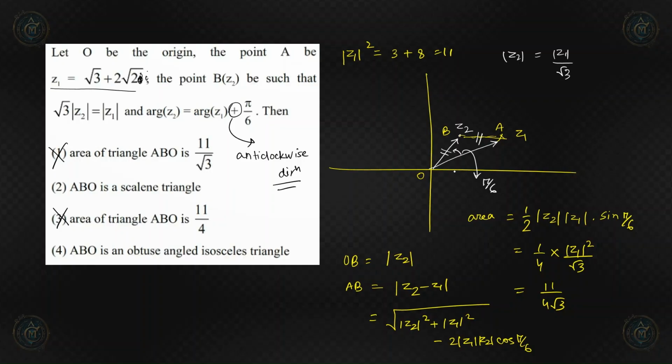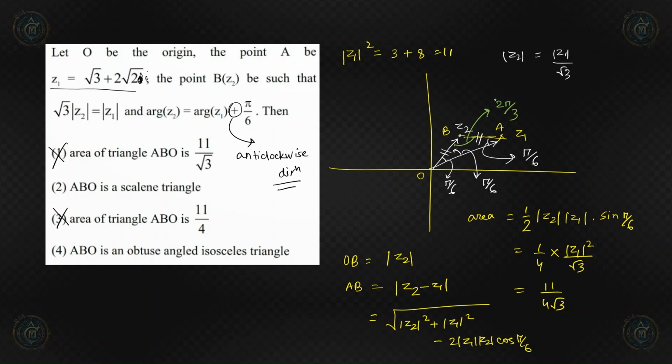Okay, so this angle we know, this angle is pi by 6, right? So by the property of triangle we can say that if these two sides are equal, AB and OB are equal, that means this angle BOA and angle BAO should also be equal. That means this angle will also be pi by 6. So pi by 6 plus pi by 6 is pi by 3. So this angle here must be pi minus pi by 3, which is 2 pi by 3.